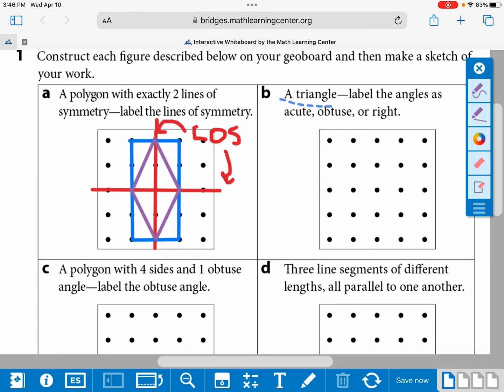For B, we need to make a triangle, so a 3-sided figure. And then we need to label the angles as acute, obtuse, or right. So let's start with my 1 line. Let's make this a right triangle. So I'm going to go ahead and finish my triangle here, and then I'm going to go through and label this.